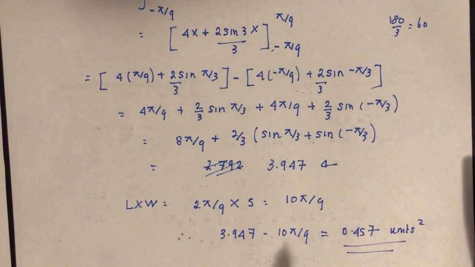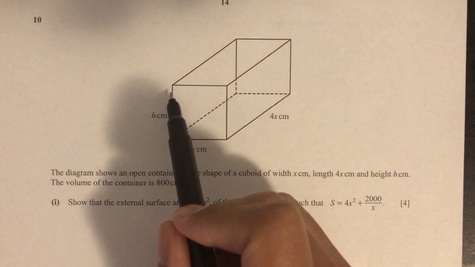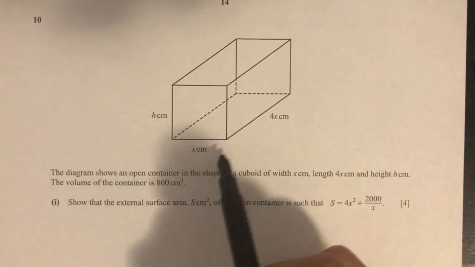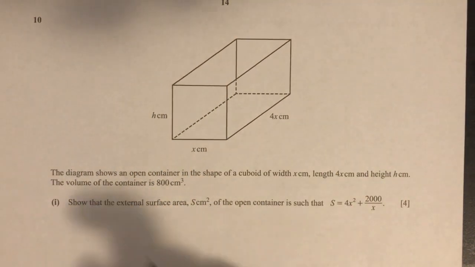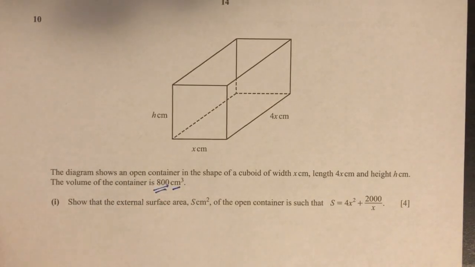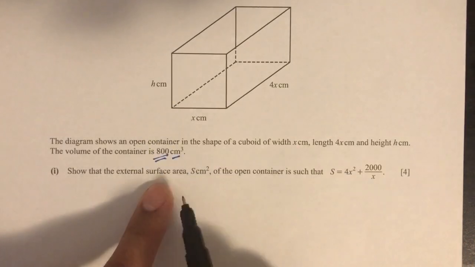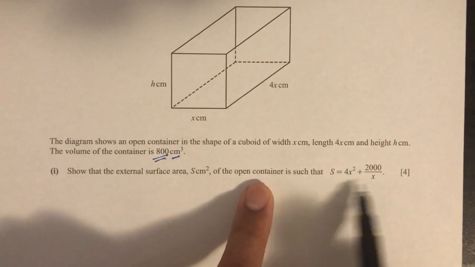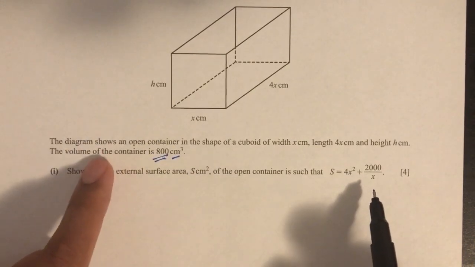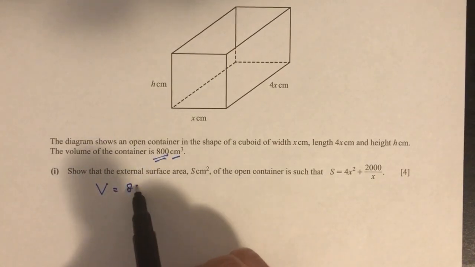So okay, that will be question number 9. Number 10, we have this diagram here. This is the height, the width, and the length given to you. And here we have the volume is 800 cubic centimeters. So we have to show that the external surface area is this. But first we have to use the volume, right? So we know that volume is given to us as 800.